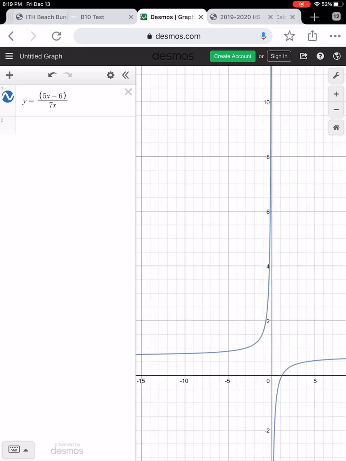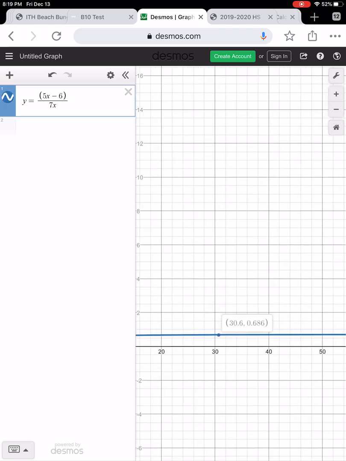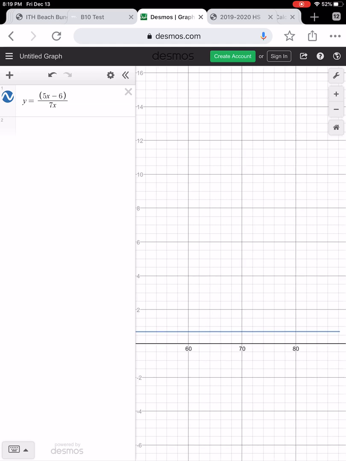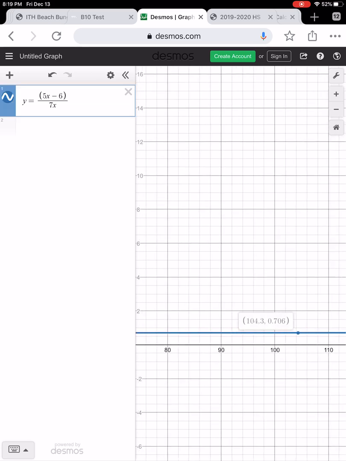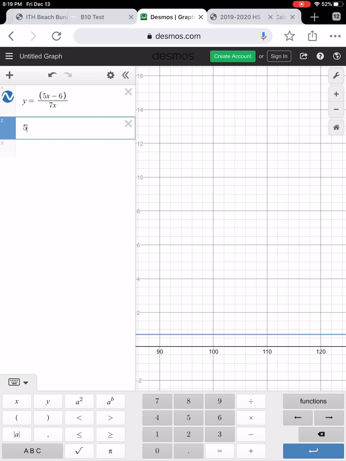If you look at this, you can see as x approaches infinity, that fraction there, 0.695, which is going to be pretty close to 5/7. Oh, 0.706, 0.707, and see that, 5 divided by 7. Look at that. So you can see that, yep, it is indeed approaching 5/7.